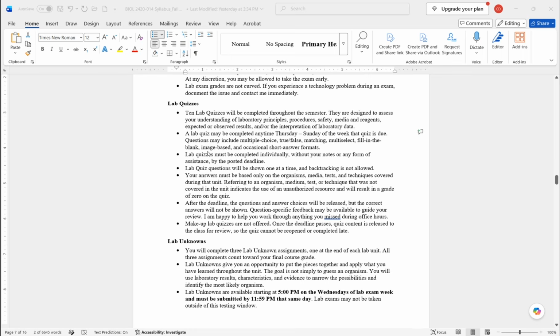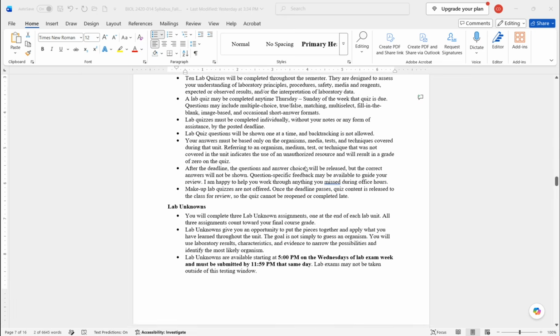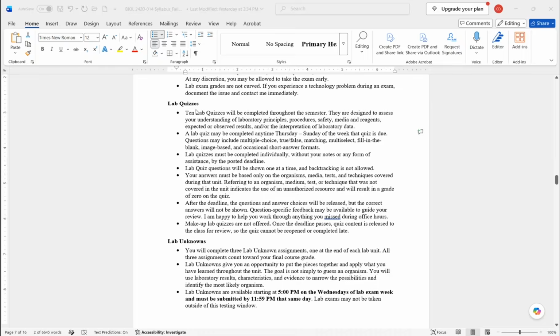Like everything, it has to be completed individually, without your notes, any assistance of any kind, just your brain. And that goes for all of the assignments in this class. So you will know in advance what lab activities are on any given quiz. You'll need to know the theory behind that lab, how the organisms we're studying behave in that lab, things like that. Okay.